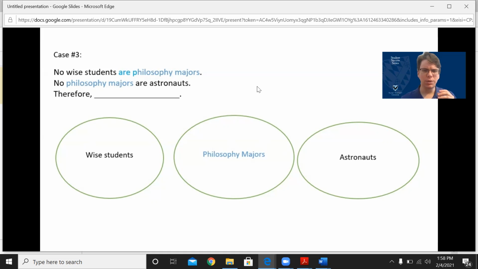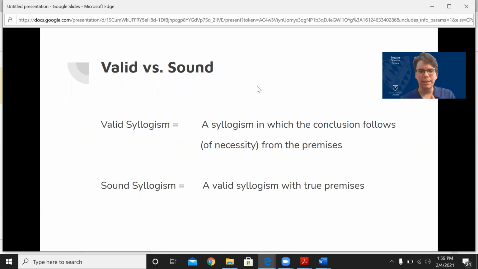So that brings us to the subject of validity and soundness. A valid syllogism is one in which the conclusion follows of necessity from the premises. That just means that the premises are connected in a way that they can be used to make a statement about one of the groups mentioned that combines elements from both premises. And that was the overlap that was missing from example 3.